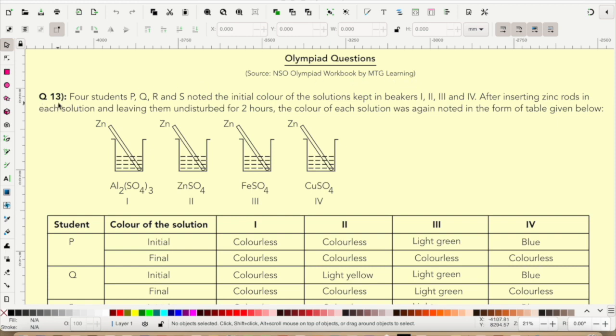Question number 13. 4 students P, Q, R and S noted the initial color of the solutions kept in beakers 1, 2, 3 and 4. After inserting zinc rods in each solution and leaving them undisturbed for 2 hours, the color of each solution was again noted in the form of the table given below.